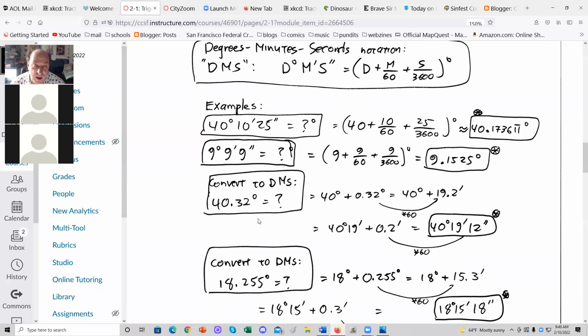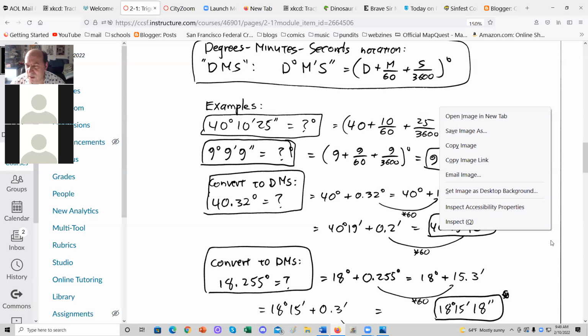Now I can go the other way around. 40.32 degrees. This is decimal degrees. How much is it in degrees, minutes, seconds? So it's 40 degrees plus 0.32 degrees. Now you take this 0.32 degrees and multiply by 60 to get how many minutes, namely 19.2 minutes. So we have 40 degrees, 19 minutes plus 0.2 minutes. Multiply that by 60 to get 12 seconds: 40 degrees, 19 minutes, 12 seconds.